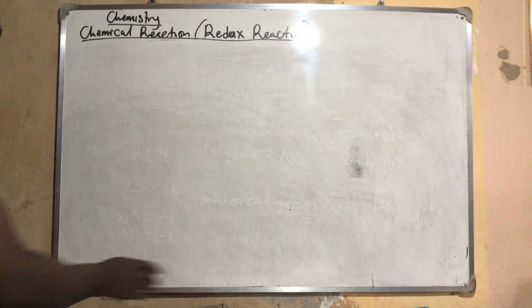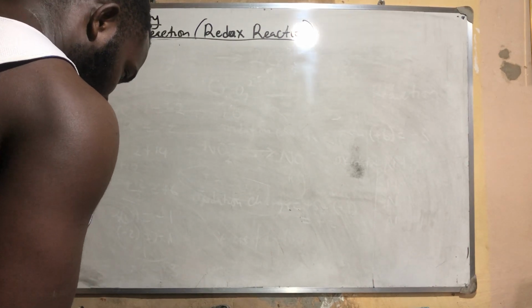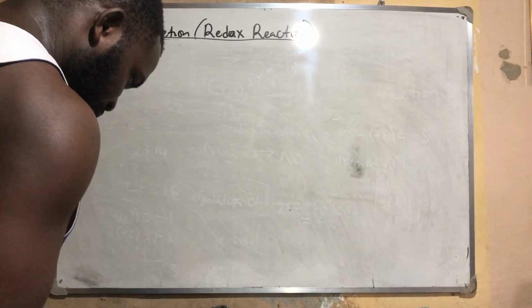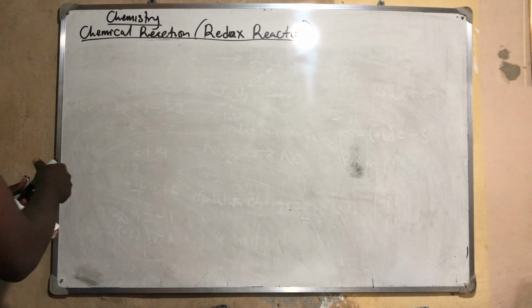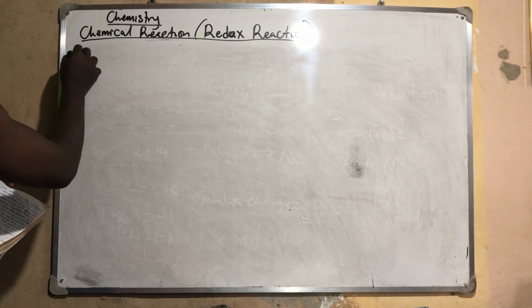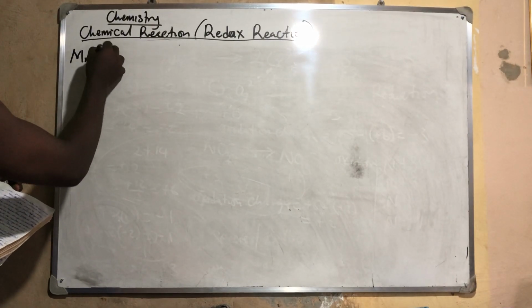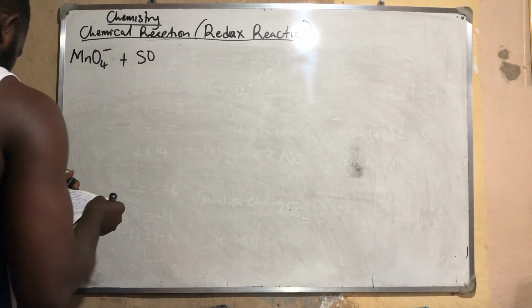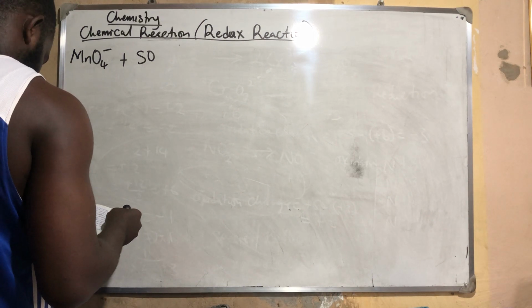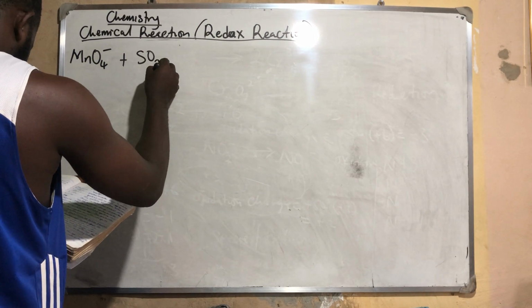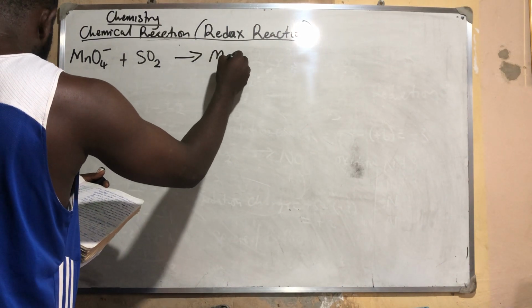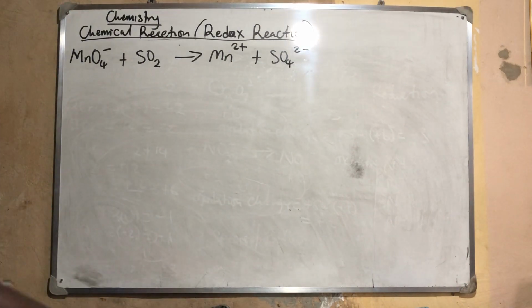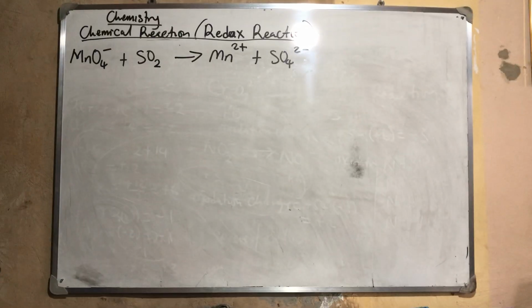This is very, very simple. So let's move to the next one. And I think that will be the last question we'll solve for this particular one. Then we'll move to the next thing. So I have that what? MnO4 minus plus SO2 to give us Mn2 plus and SO4 2 minus.